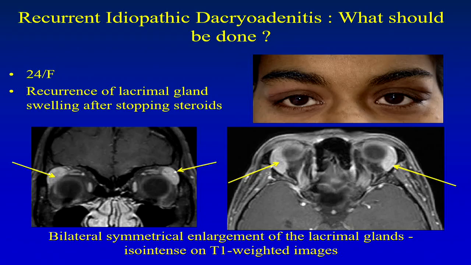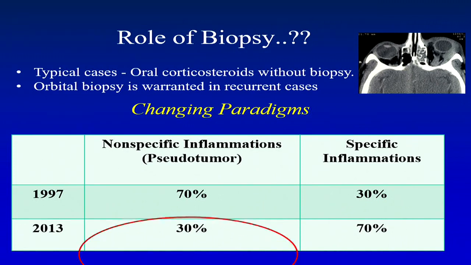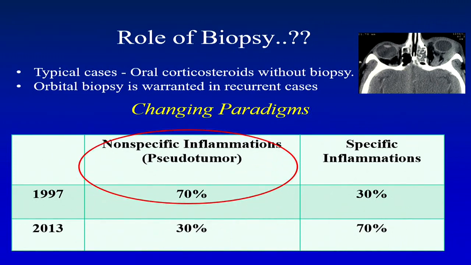But this may not be there with all cases of dacryoadenitis, and there are cases where you get recurrence after stopping steroids. So these are the idiopathic dacryoadenitis, formerly called as pseudotumors. So what is the role of biopsy in such cases? Previously, they tend to be called as pseudotumor. Now they are turning up into the specific inflammation with inclination towards biopsy.